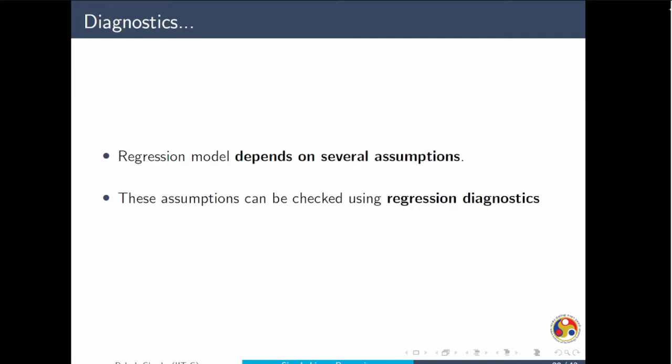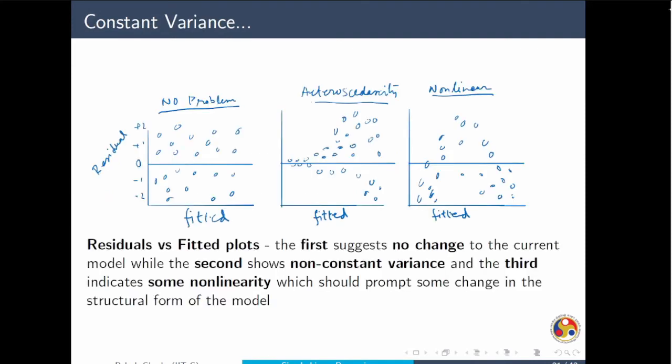Okay, so let's start with the diagnostics. Here, the regression model depends on several assumptions, we know that, and these assumptions can be checked in regression diagnostics. We have to go very quickly. We are running out of time. So constant variance is there.